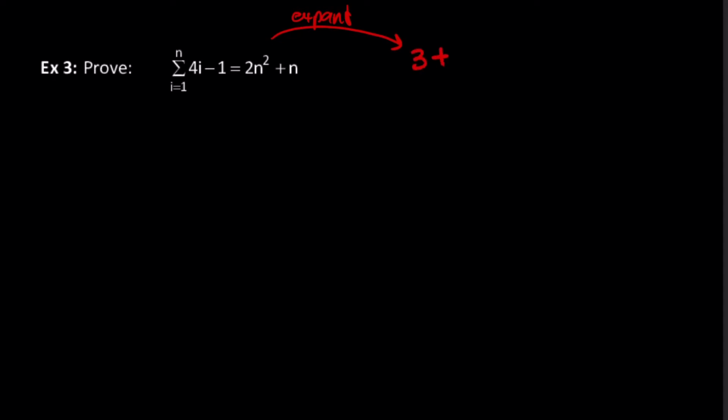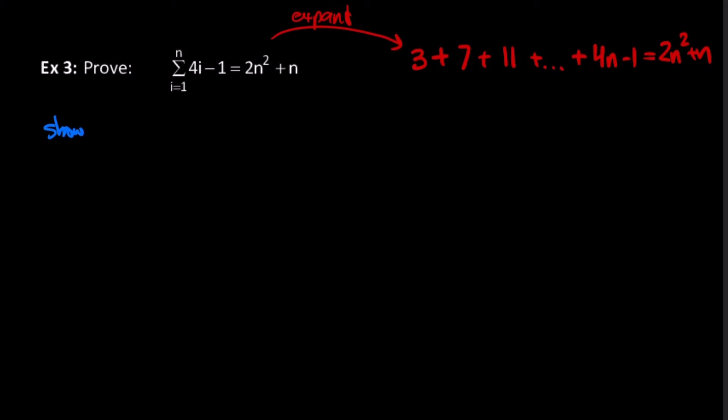Plus, now let's take a 2 and plug it in here. Well, that's going to be 8 minus 1, that's going to be a 7. Take a 3, plug it in there. That's 12 minus 1. That's going to be 11. So you can see the pattern here. Plus, dot, dot, dot, plus, plug in your n. 4n minus 1 equals 2n squared plus n. Now we can start the proof.